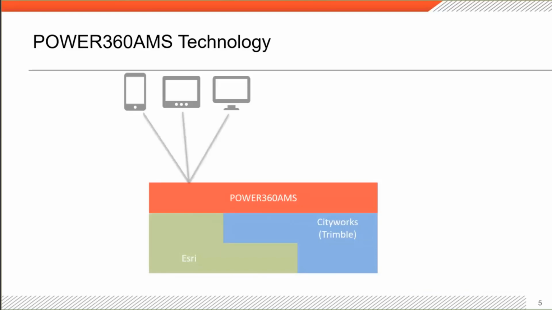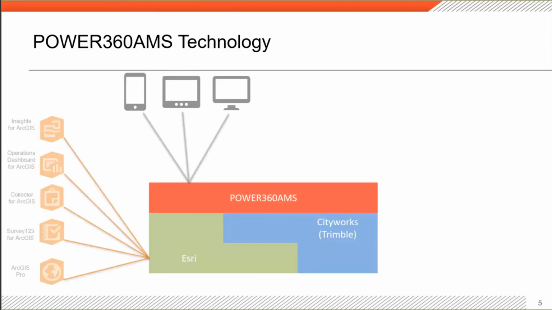As you'll see during our demonstration, the platform serves up applications that can be accessed in the office as well as in the field on tablets and smartphones. By being built on the ArcGIS platform, you can leverage your investment in ESRI technology and utilize applications such as Insights and Operations Dashboards for analysis, Collector and Survey 123 for field applications, and of course, the ArcGIS Pro set of applications.